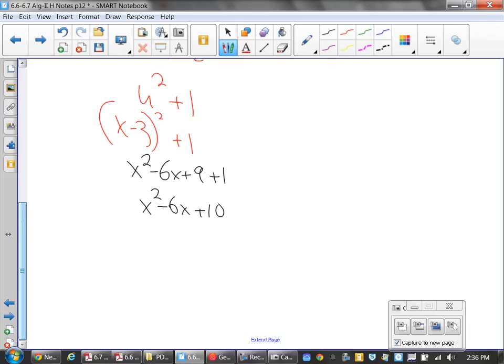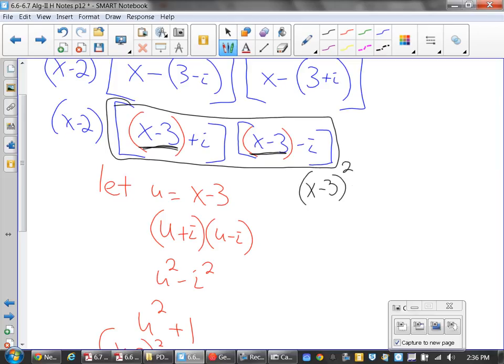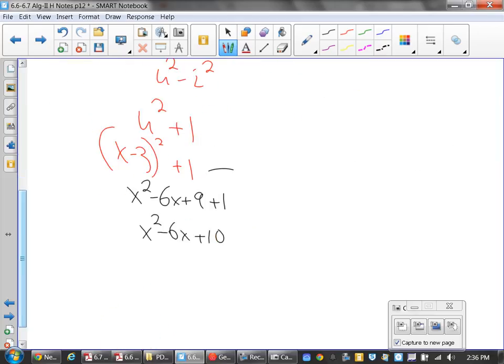What happened here is that instead of foiling all of this out, which you could, you get (x minus 3) quantity squared minus i(x minus 3) plus i(x minus 3) minus i squared. Isn't that the same thing here? The trick here is that this simple substitution method will allow you to shortcut these types of problems.